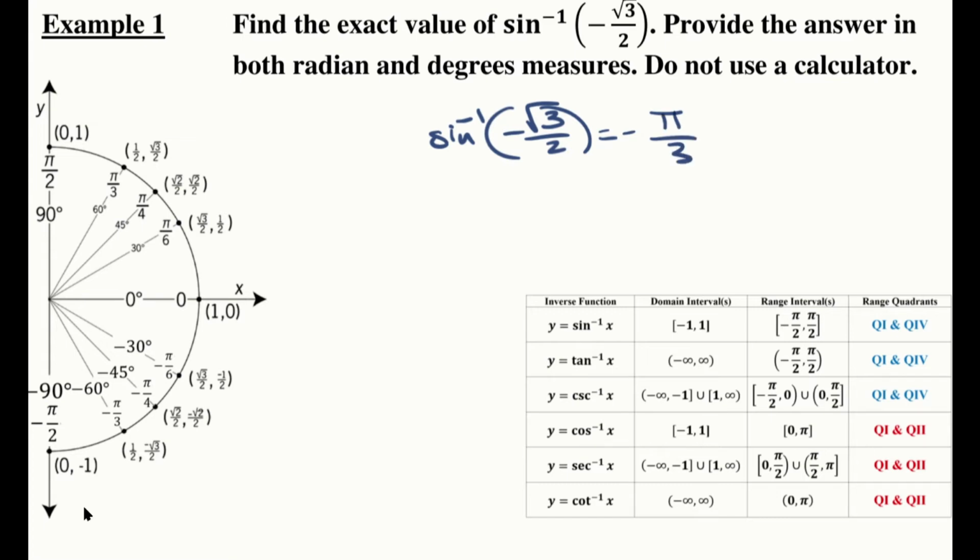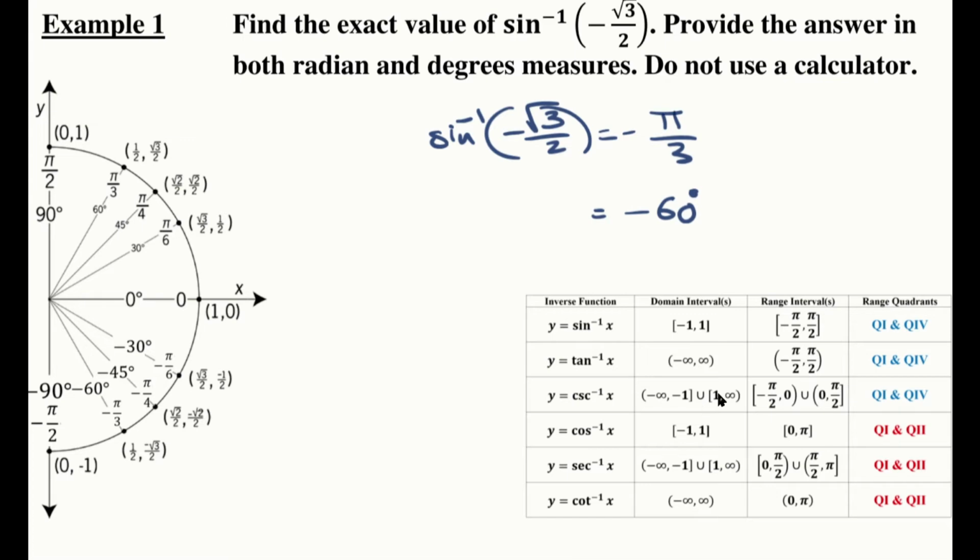And of course, since it contains a pi, to convert it to degree mode is very simple. Just replace pi with 180 degrees. And remember, this only works if the radian measure you're dealing with has a pi in it. Then it's very quick. Just replace the pi with 180 and you end up with negative 60 degrees, as we can see here in this graphic. So it's also going to be negative 60 degrees.